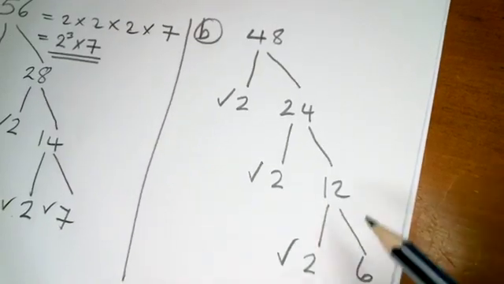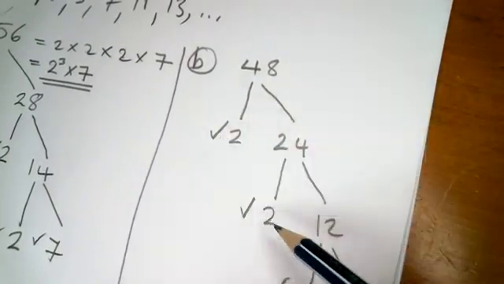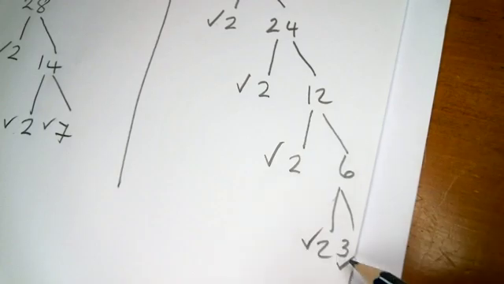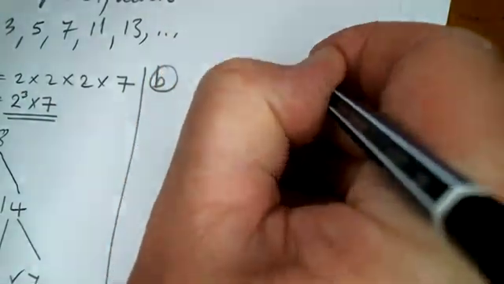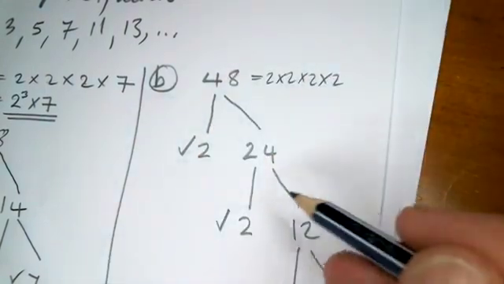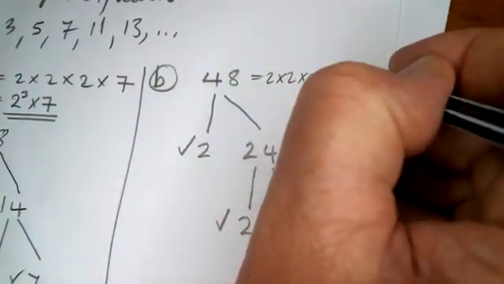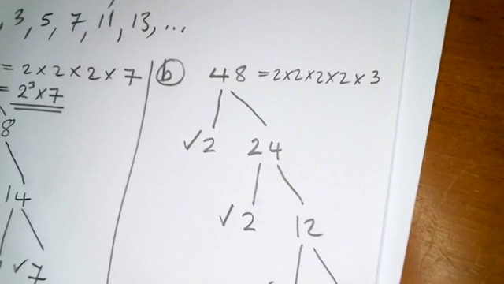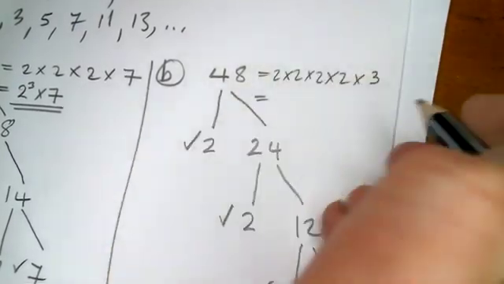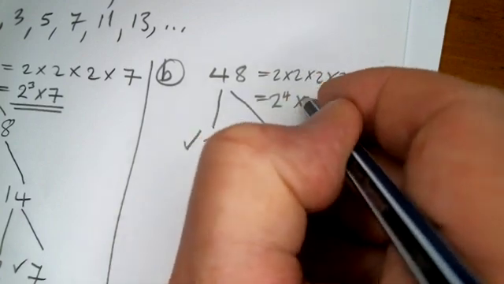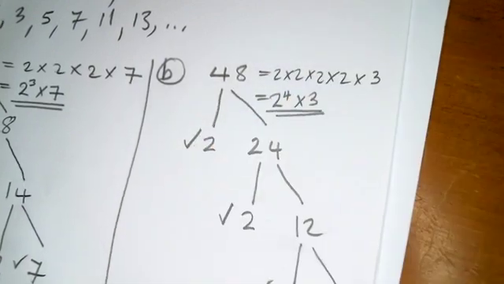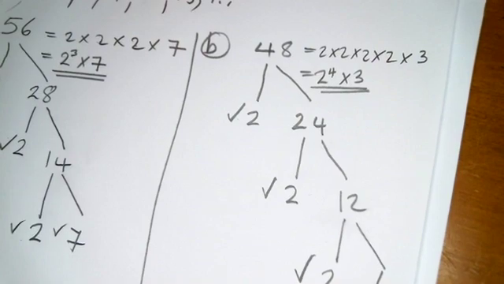So 48 is going to be 2 times 2 times 2 times 2 times 3. That's 2 times 2 times 2 times 2, 1, 2, 3, 4, times 3. And that's my answer. So that all comes to 2 to the power of 4 times 3. And there's my solution.